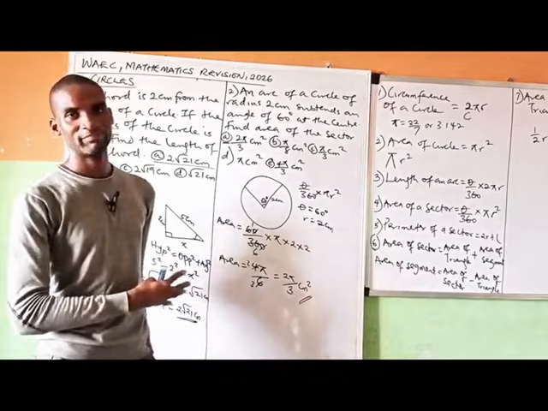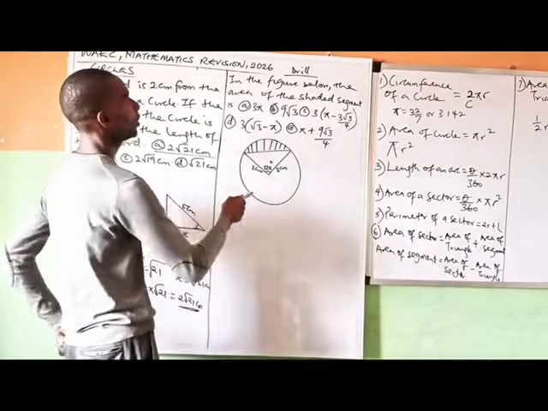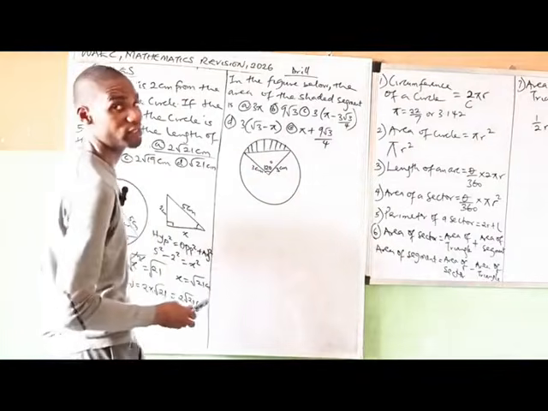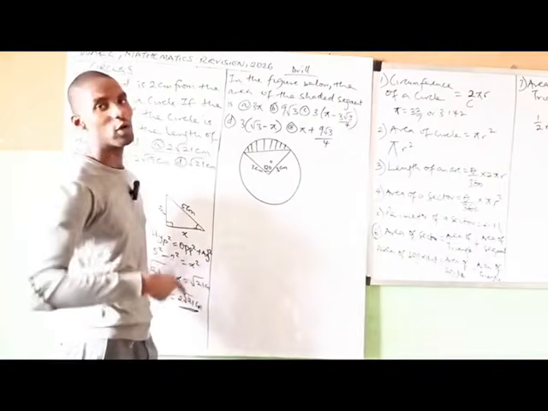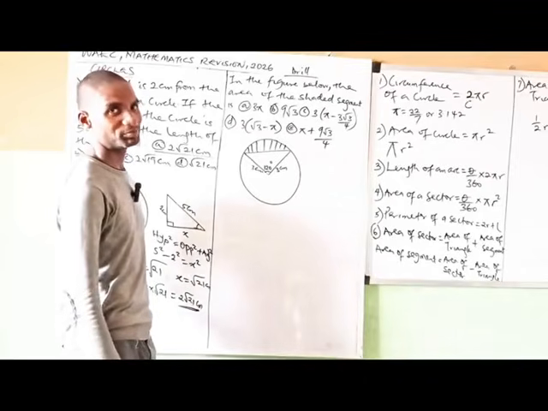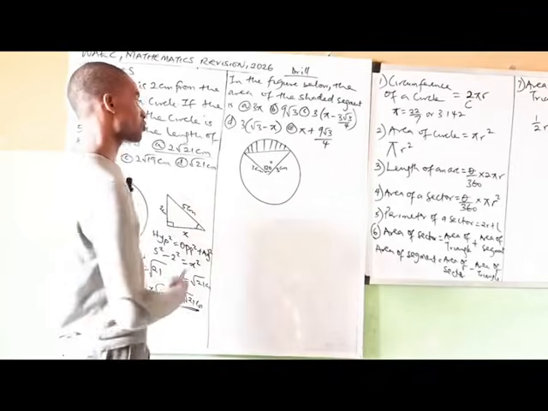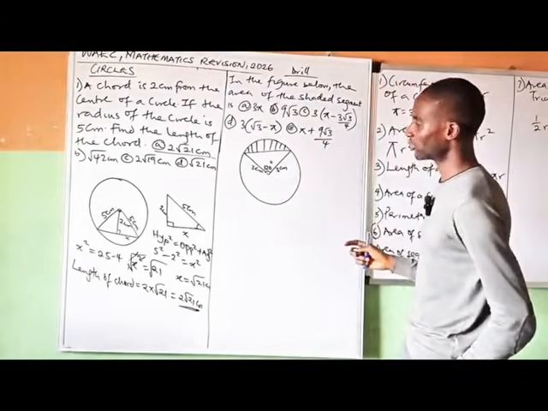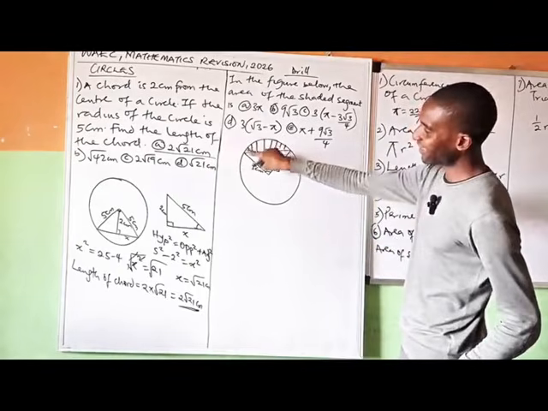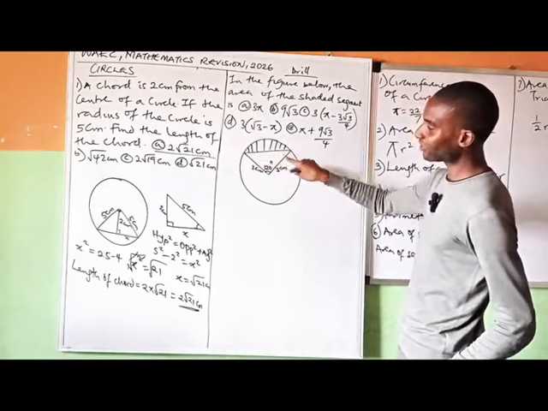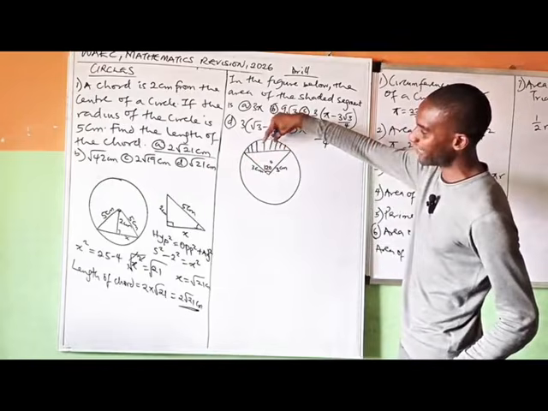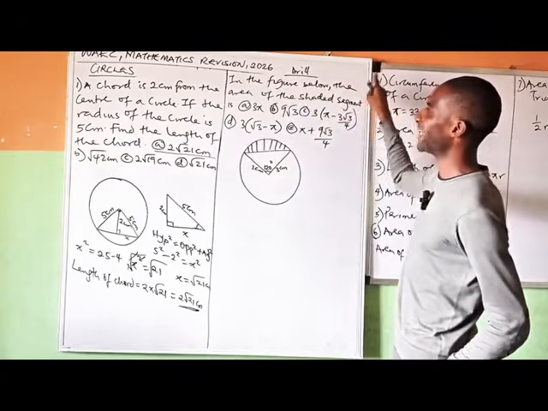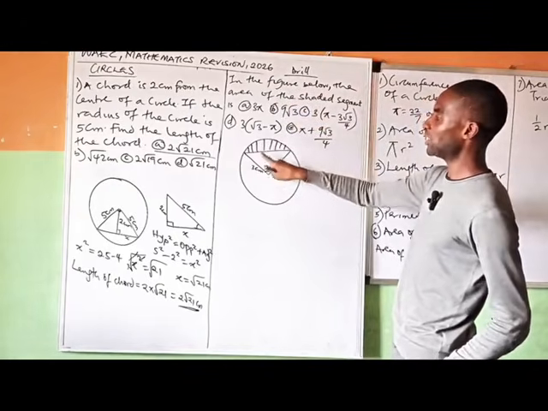So let's go there. The question says, in the figure below, the area of the shaded segment is dash. What's the area of this shaded segment? You can pause the video and attempt the question. All right, welcome back. Let us try to attempt this question together. So this is a sector, and in this sector you have a triangle, you have the segments making up the sector. It said in the figure below, the area of the shaded portion, the area of this segment.